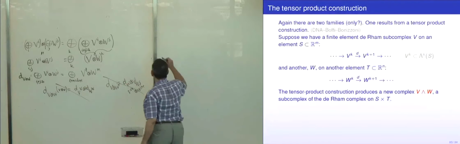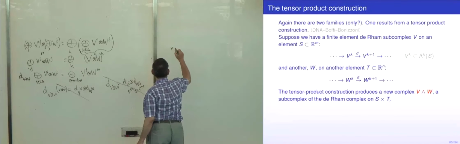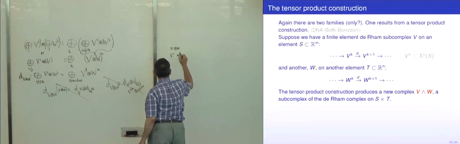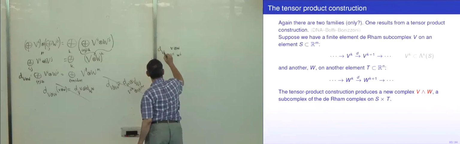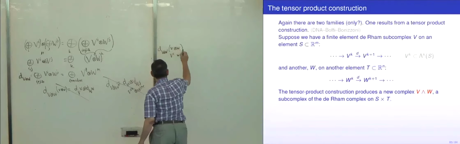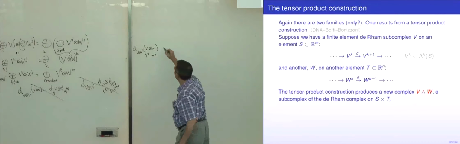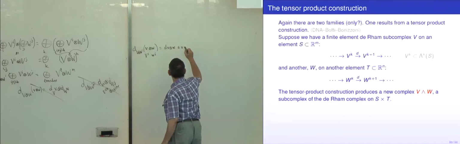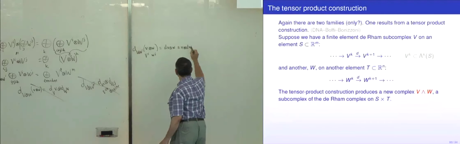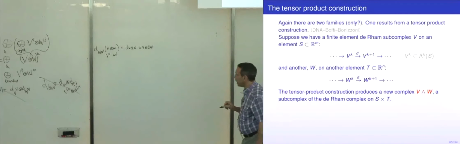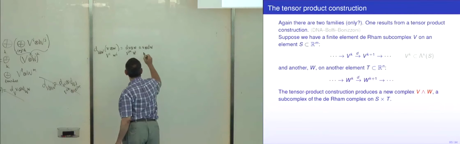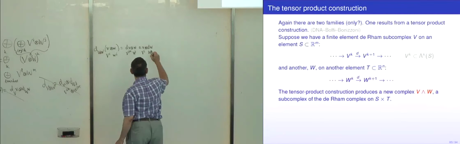What we're really going to use is that if we have, say, a V tensor W, where V is in V^i and W is in W^j, and now we want to know how to define the differential of it, then we're going to do it as dV tensor W plus or minus V tensor dW. This would be in V^(i+1) tensor W^j, and this would be in V^i tensor W^(j+1).